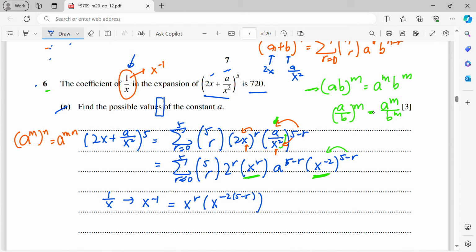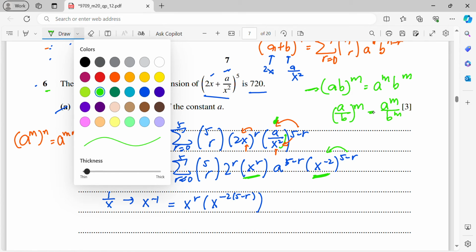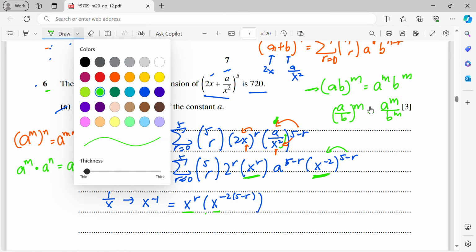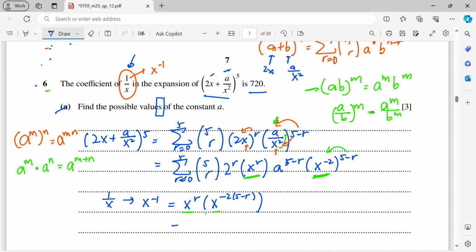And now when you look at the right hand side, you will have 2 same base. Okay, so you multiply 2 same base. Therefore we need to apply another formula, a to the power of m, and some more the operation is times, so times a power n. So when you have same base and multiplication, that is a to the power of m plus n. Okay, so now here I will just write this is basically x to the power of r plus the degrees here, negative 2 times 5 minus r.